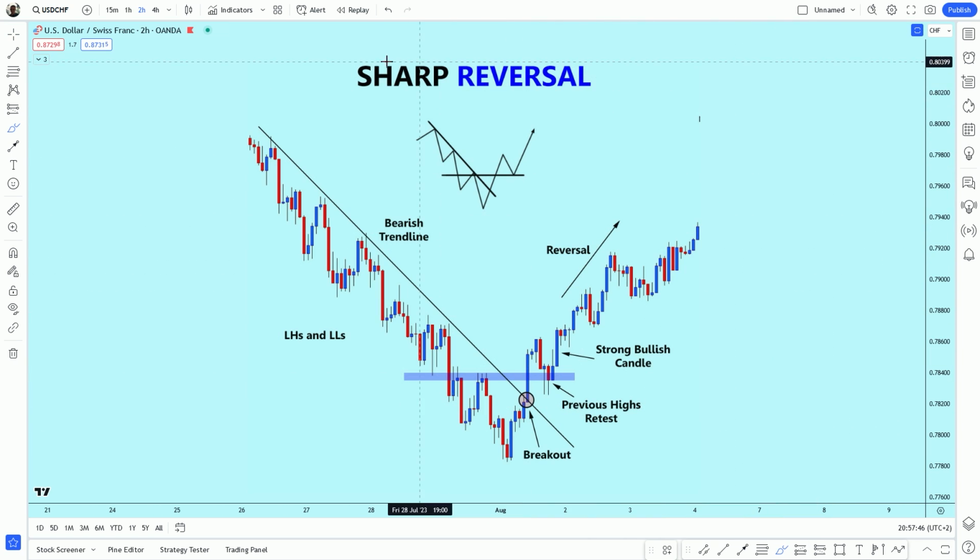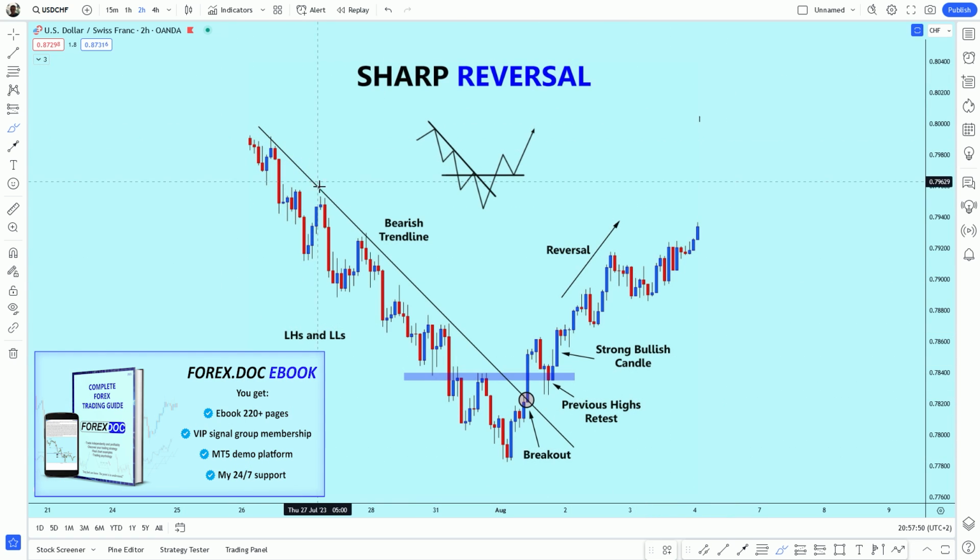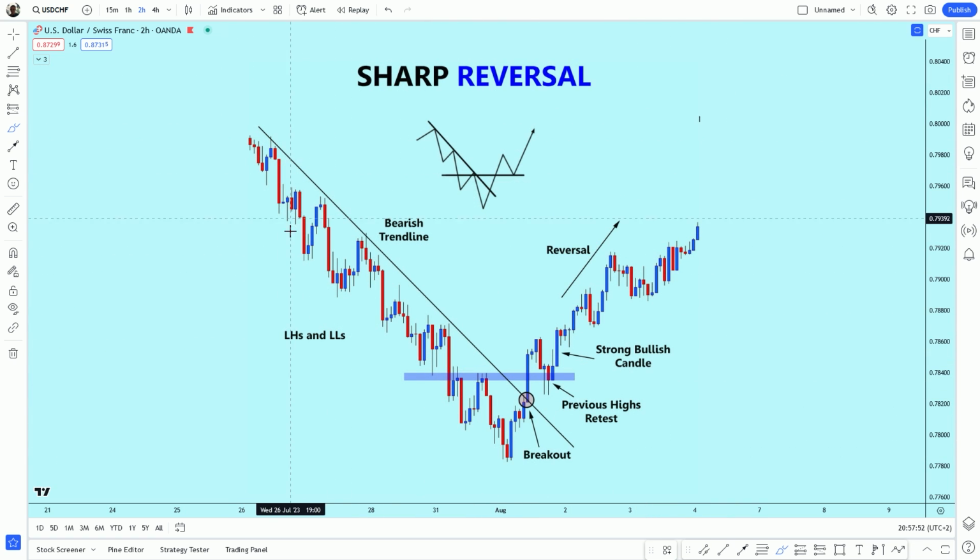This is another example of a bullish reversal. As you can see, we also have this strong downtrend. We have lower highs and lower lows, and these lower highs we connected with a bearish trend line. This time, price didn't form a support zone or a higher low, but it formed this massive bullish pressure and broke our trend line. Price then formed this higher high here and went down to retest this previous high.